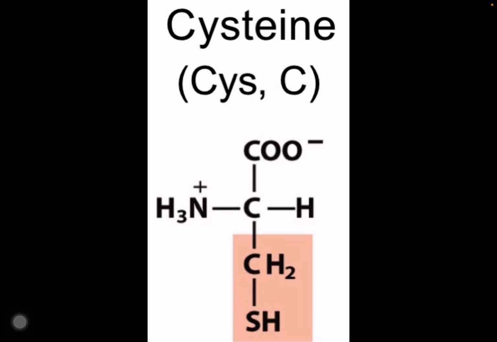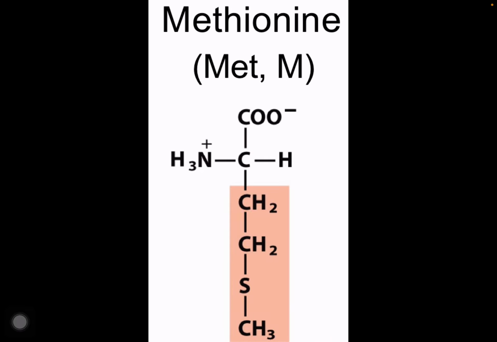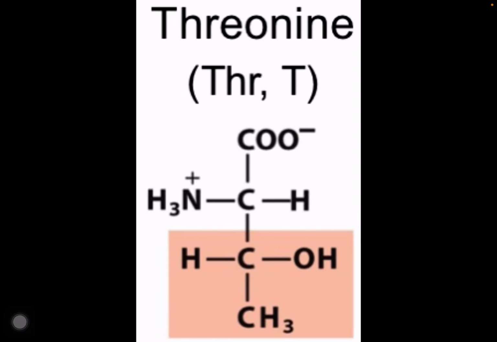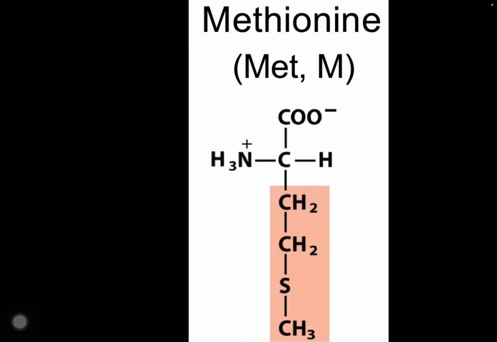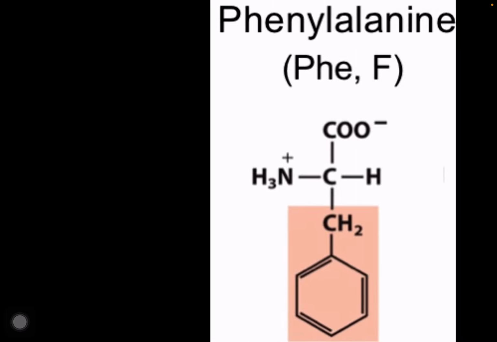And cysteine is really similar to serine. The CH2 binds to a thiol, so it's a little bit different, but the name is very straightforward. And methionine is quite similar to threonine. It has CH2 and it binds to the sulfur and another methyl group.